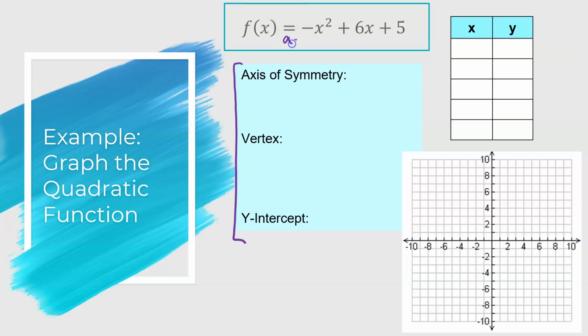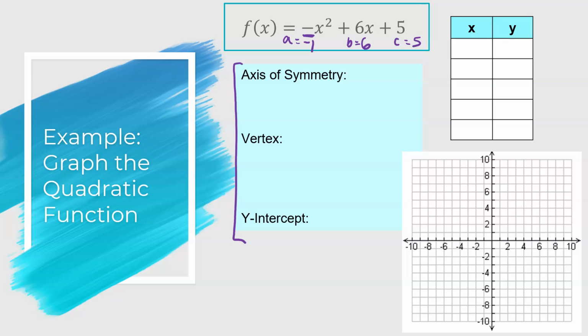In order to find those, first I need to identify my A, B, and C. And remember, those come from the 3 different pieces. The A is the number attached to the x squared. This just has a negative in front, so I need to know that's a -1. The B is attached to the x, so in this case it's 6, and the C is the number on the end by itself, the constant, which is 5.